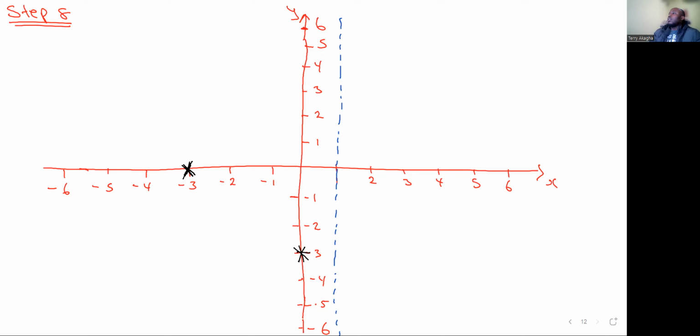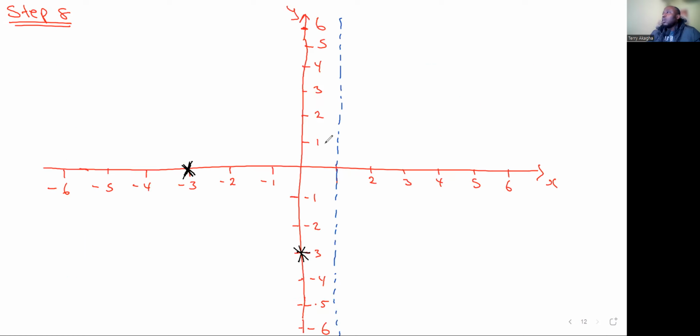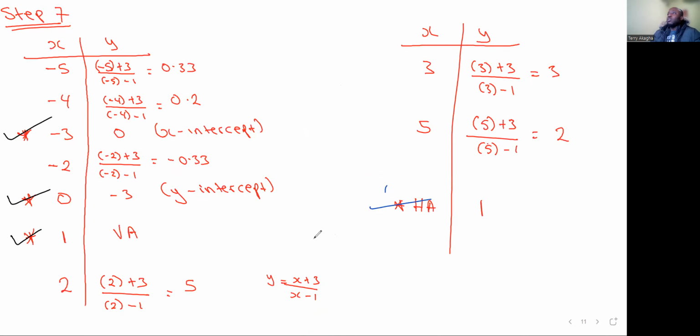Then the next one is we have the horizontal asymptote as well. It's at 1 as well. So the horizontal asymptote here is 1 as well. So we draw the horizontal asymptote for this. All right, so now we have done all the points we drew, so we can add the random points into the graph now to make it look better.